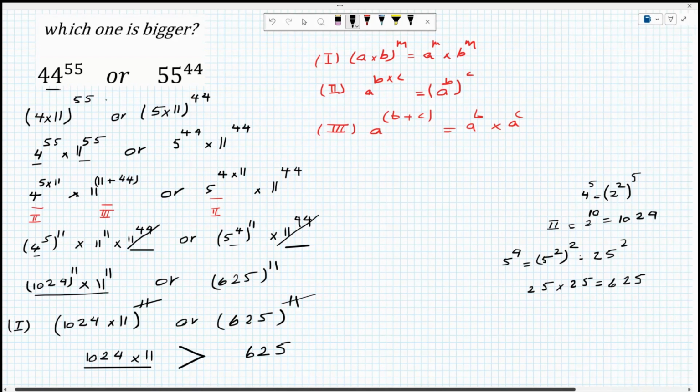So back to the main question, 44 to the power of 55 is bigger than 55 to the power of 44.